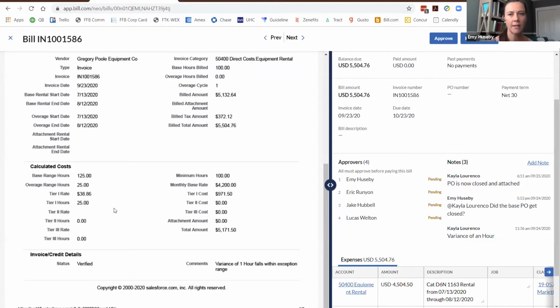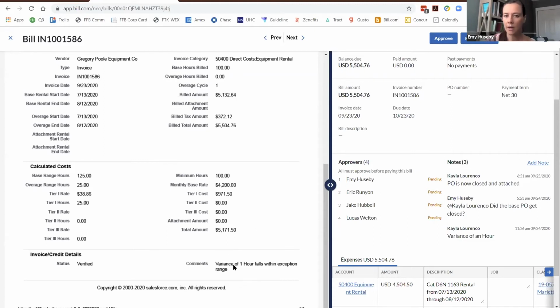And if that's the case, then you deny the bill and tell us you had an agreement on the ground that said you should have only been billed for these 100 hours, and then we will take it back to Gregory Pool and get them to send us a new bill.